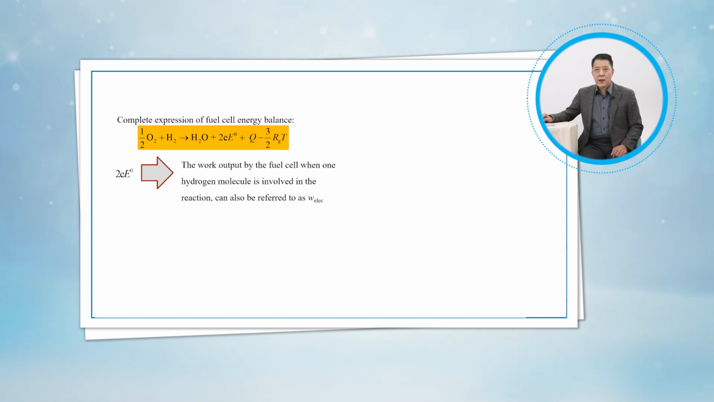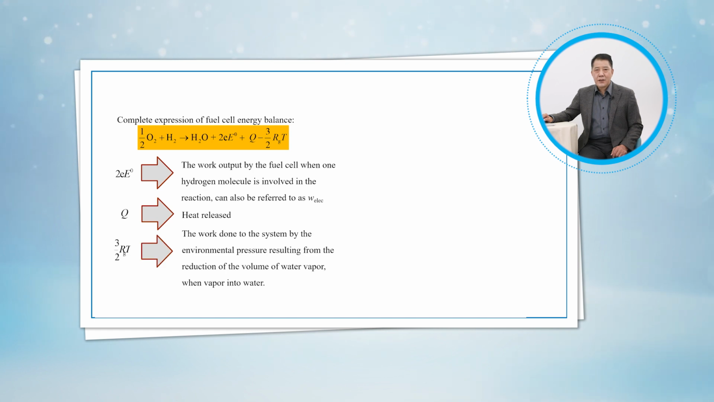where the work output by the fuel cell when one hydrogen molecule is involved in the reaction is, the heat release is, the work done to the system by environmental pressure resulting from the reduction of the volume of water vapor when vapor condenses into water.